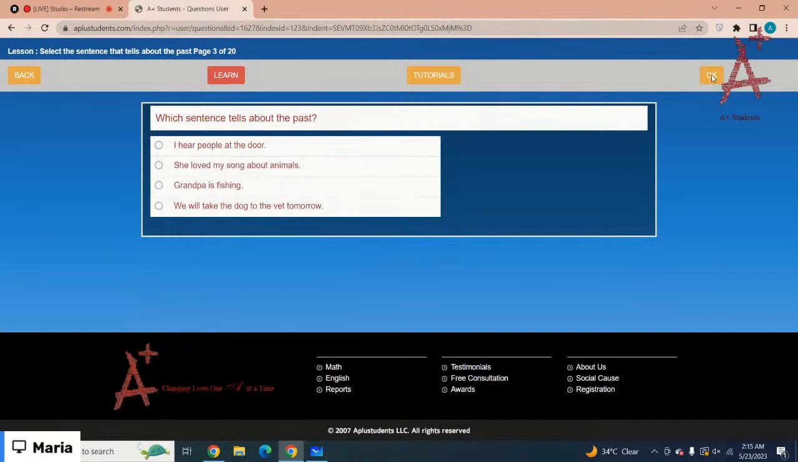Okay, which sentence tells about the past? So you have to look for the sentence that is in the past tense. I hear people at the door. She loved my song about animals. Grandpa is fishing. We will take the dog to the vet tomorrow. So which is the correct option? Past tense is the one in which the verb ends with ed. So she loved my song about animals. Option number 2 is the correct option.